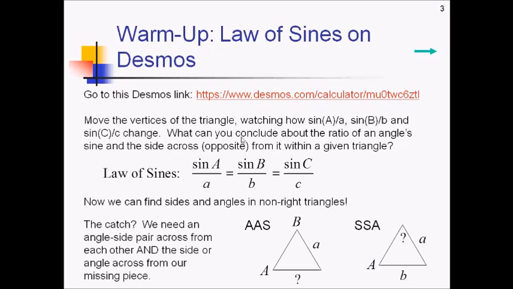And you'll notice that we don't really need all three of these. We really just use two of them. It's really just a proportion that we're setting up here between one angle-side pair and another. The catch is we're not using the angle, we're using the sine of the angle.